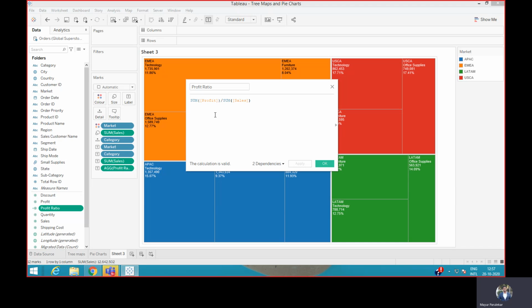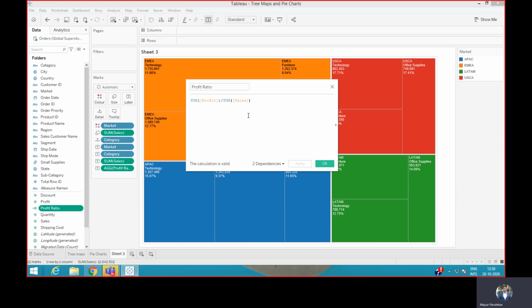Now that aggregation will always work row wise. When it works row wise, what happens is that if you have 5 in one column and 10 in the second column, so your profit is, let's say, 5 and your sales is 10, you have a profit ratio of 50%. Okay, for the first row. Now in the second row, similarly, you would have 70%, 60%.